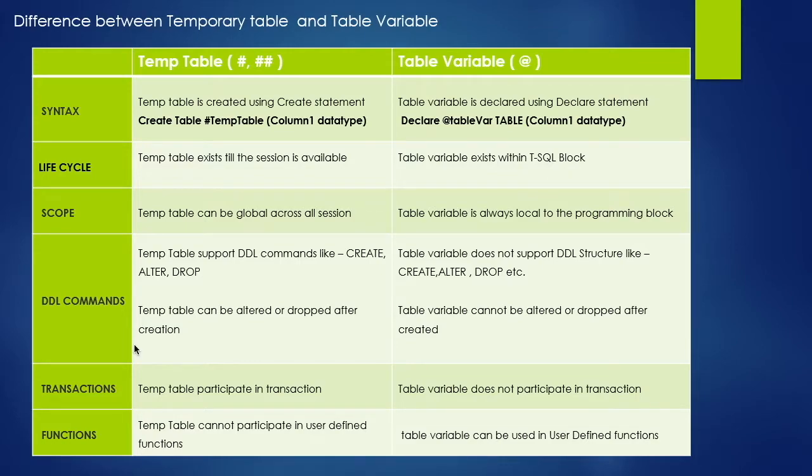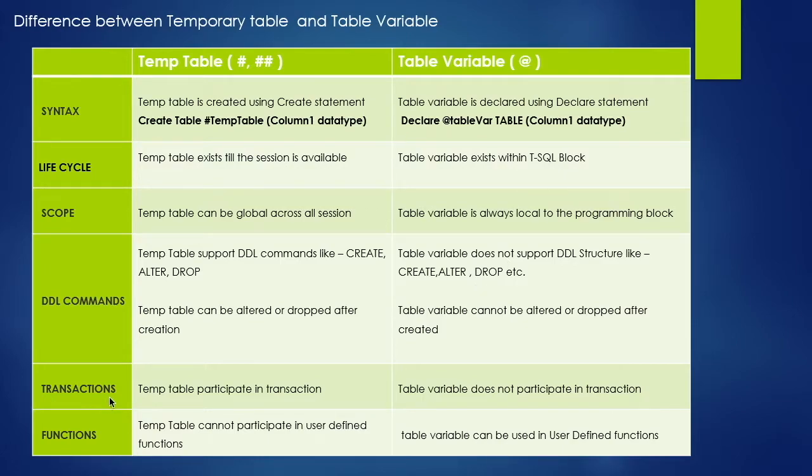Next is DDL commands. A temp table fully supports all DDL commands like any other normal table. It means on a temporary table we can use the create, alter and drop statements. Using create we can create a temporary table. Using alter we can add new columns, add new constraints, indexes, drop constraints and modify the temporary table structure. We can also drop temporary tables. But table variables do not support any DDL statements. We cannot use the create statement. We cannot modify a table variable once it is created using the alter command, and we also cannot drop or truncate the records from the table variable.